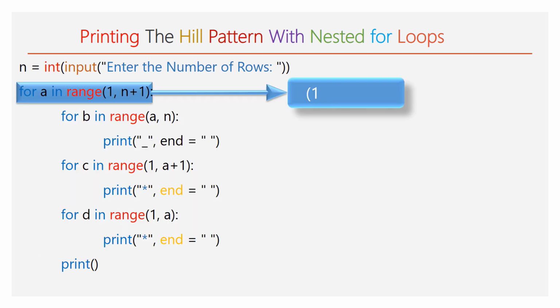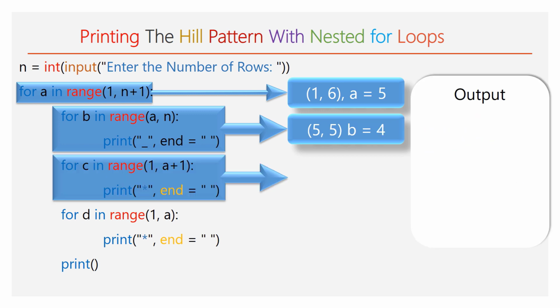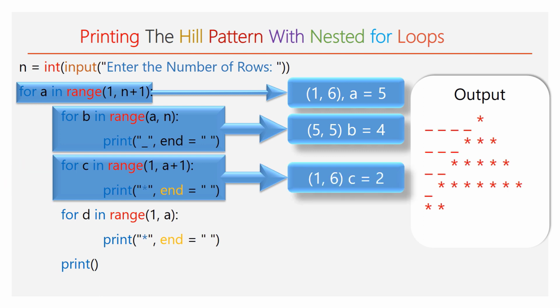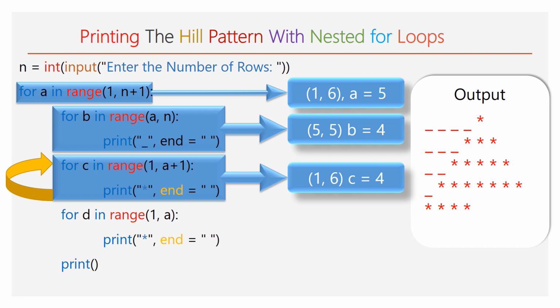The value of a is incremented by 1. Now the value of a is 5. The first inner for loop will have the range 5 to 5. Hence it will not execute. The execution will come to second inner for loop. It will have the range 1 to 6. It will iterate for 5 times. During each iteration, 1 star is printed. Due to second inner for loop, 5 stars are added in the output.